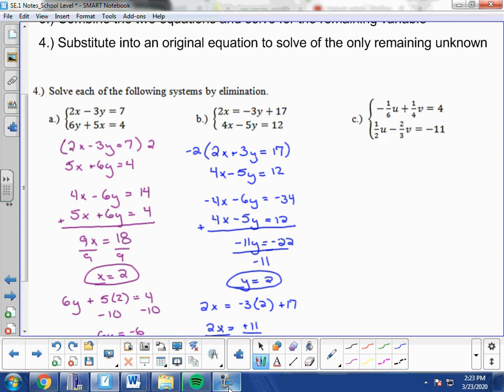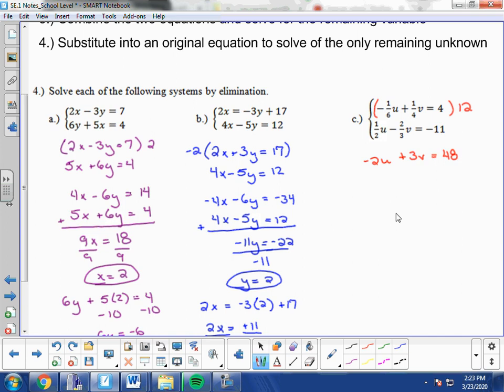What we have here is fractions. So what I would do personally, because most of you guys don't really like fractions, is I would get rid of the fractions. So what can we multiply that would get rid of a 1/6 and a 1/4? Basically, what's the least common multiple of the denominators? If you said 12, you'd be correct. So both 6 and 4, you can multiply 6 to get to 12. You can multiply 4 to get to 12. So I'm going to multiply the top by 12 to get rid of the fractions. So negative 1/6 times 12 would be negative 2u. 1/4 times 12 would be 3v. And 4 times 12 is 48.